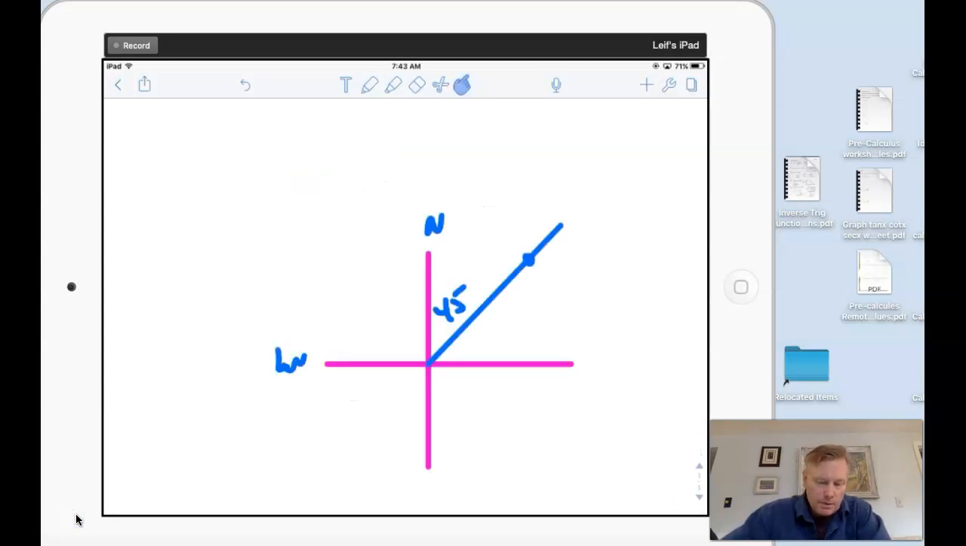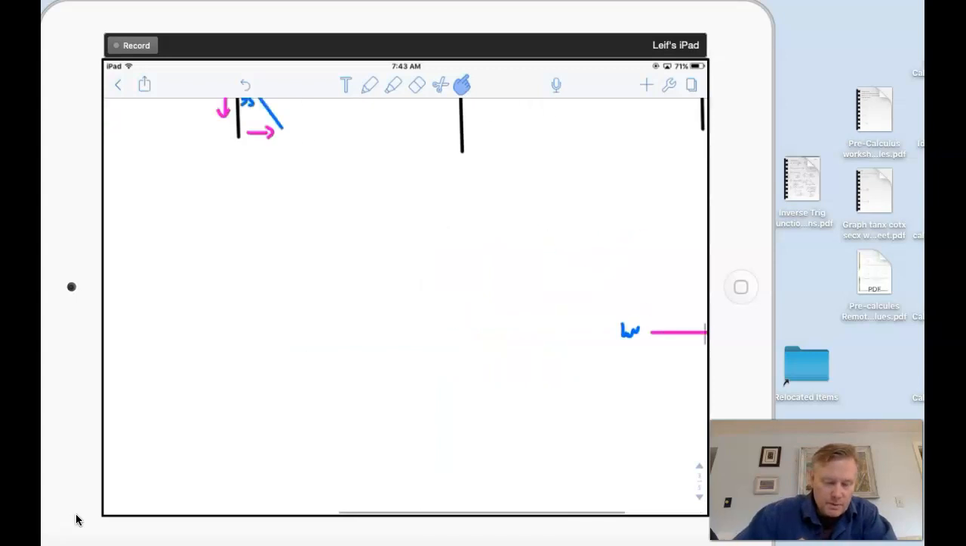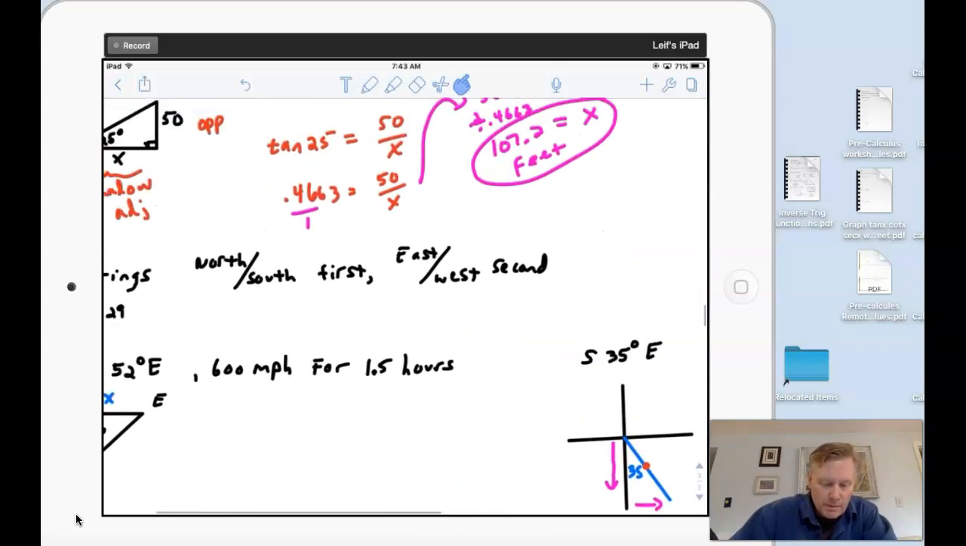Okay, if you did this correctly, it should have been like this. North first, then east, gets you up to there. All right, so those are basic things with bearings.